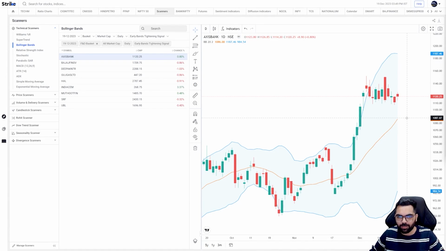The name is derived from the creator's name, John Bollinger, who invented this indicator back in the 1980s. These bands are a type of statistical chart categorizing the price and volatility of a financial instrument over time. Essentially, they consist of three lines, as you can see on my screen: one moving average line and two standard deviation lines, one above the moving average and one below it. The default settings are a 20-period moving average and two standard deviations, that is, plus 2 standard deviations on the upside and minus 2 standard deviations on the downside.